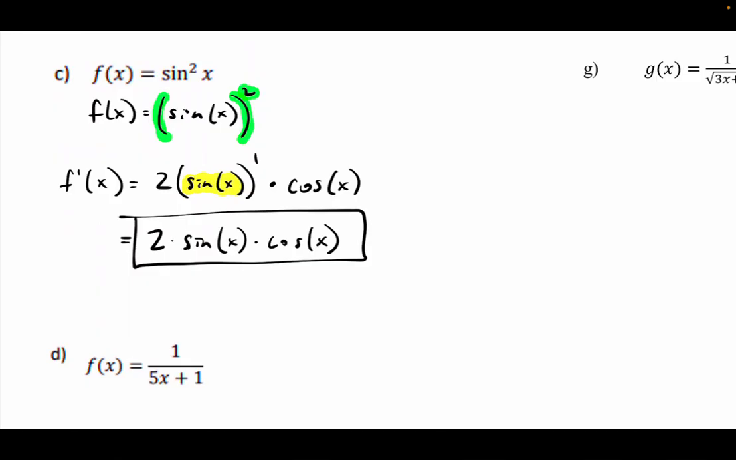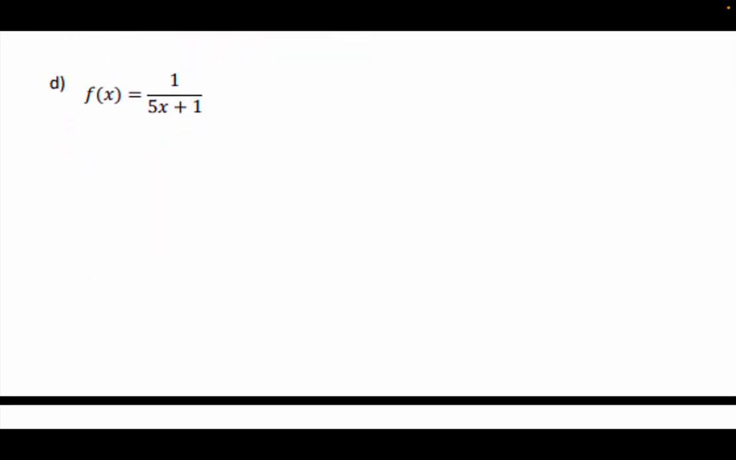Okay. Letter D. Change the way it looks. Negative 1/2. 5x plus 1 to the negative 1 power. Right? So the outside was something to a negative 1 power.